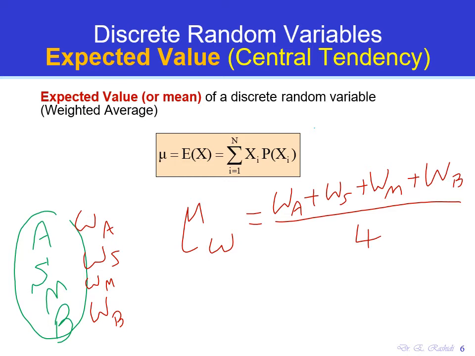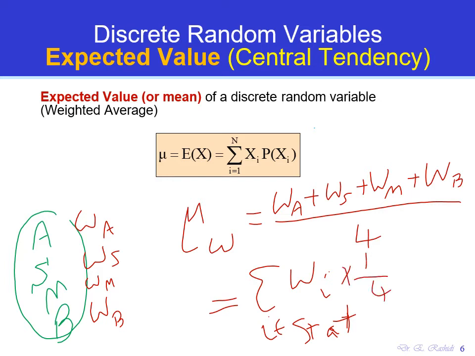So we can actually rewrite this as this. It would be the sum of W_i for i in our class. I'm going to call our class the stat class. W_i, where the index i runs over the students in this class, so W_i multiplied by 1/4. Right? This is how we can actually rewrite it.